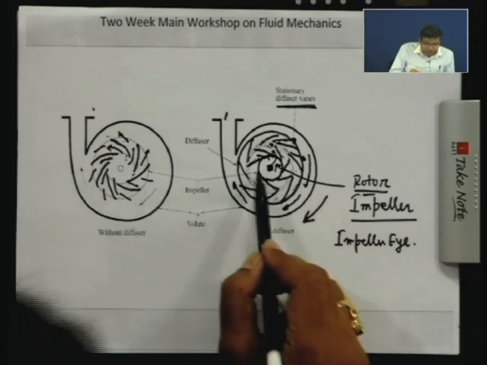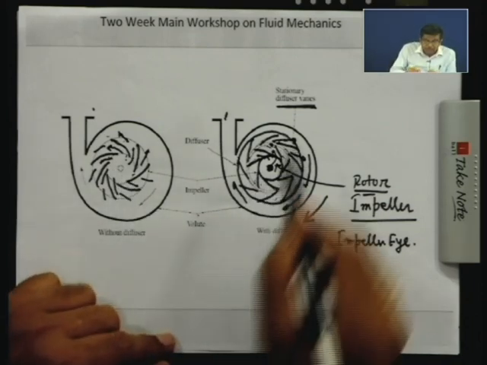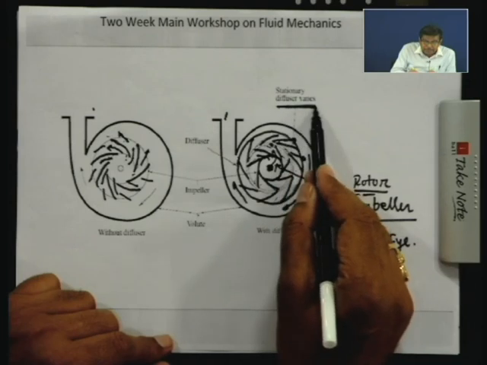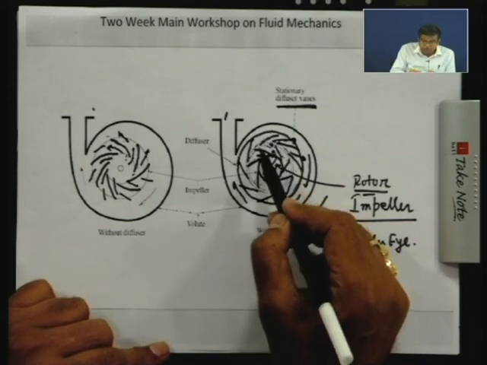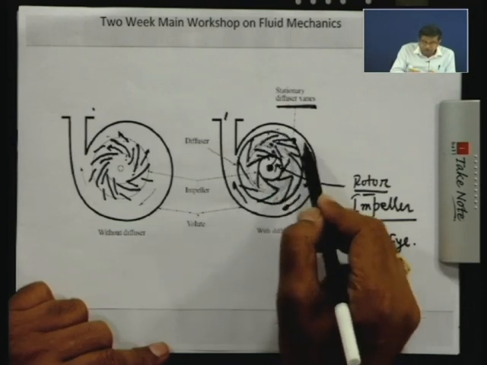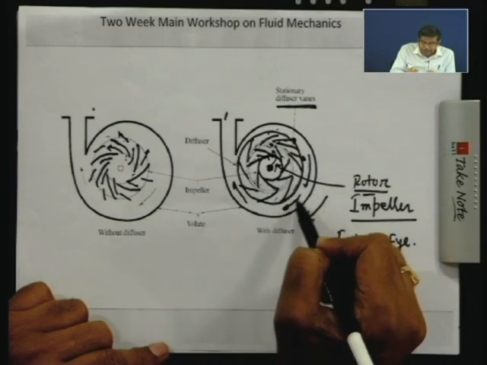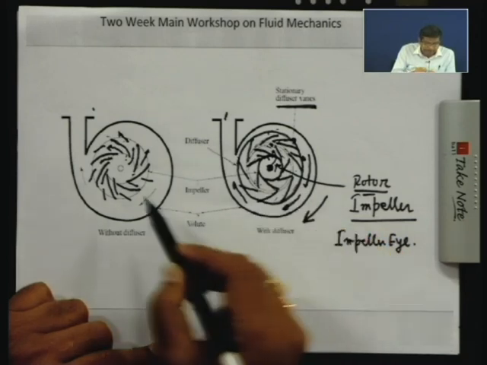That means this works as a diffuser, that is why this is known as stationary diffuser vanes. Okay. So, therefore, in stationary diffuser vanes, a part of the velocity energy or kinetic energy is converted into pressure energy or static pressure. The rest is converted into pressure energy in the volute casing, since in the direction of flow the cross sectional area increases.